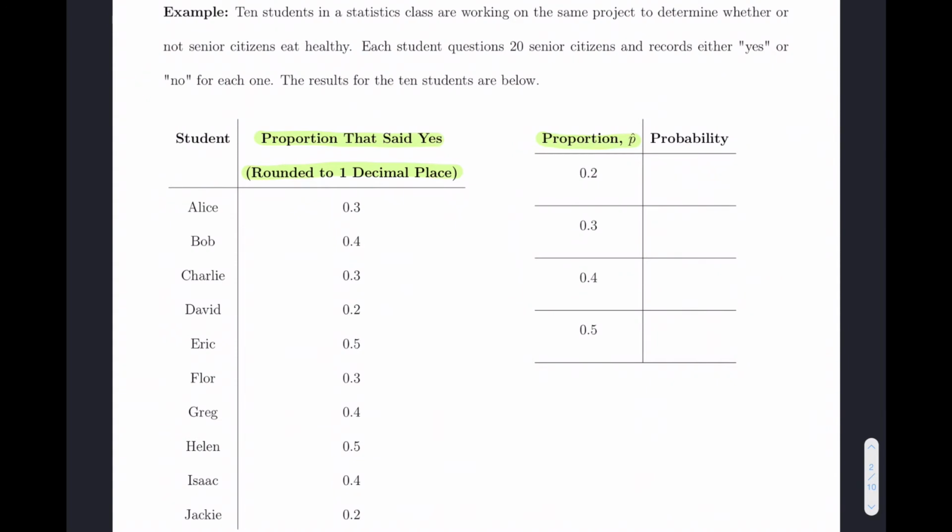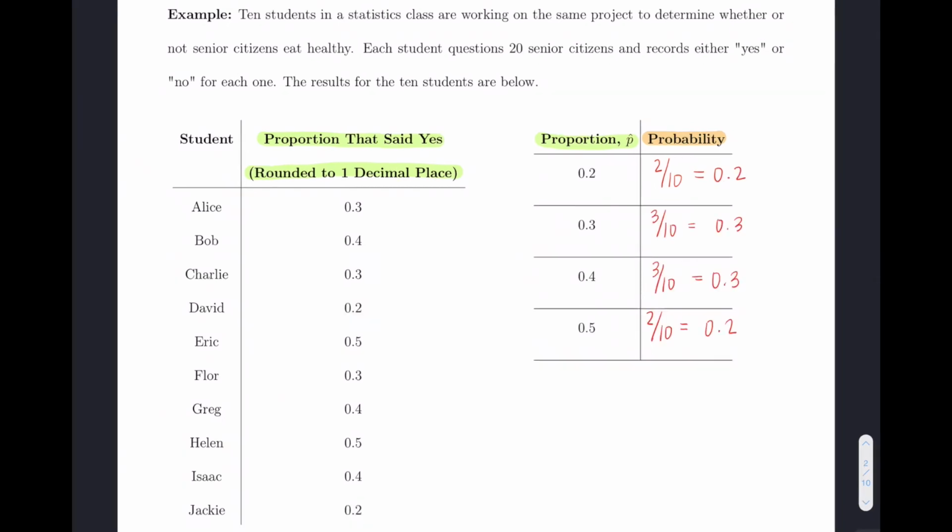So to find each one of these probabilities, we're going to use the table that we were given, and we're going to use the relative frequency rule for probability. So for instance, for this first 0.2, I'm going to go through and count how many of my 10 students got 0.2 as their proportion. And so since it's 2, we have that the probability here is 2 out of 10, or also 0.2. So here is the completed sampling distribution for p hat, or simply just the p hat distribution.